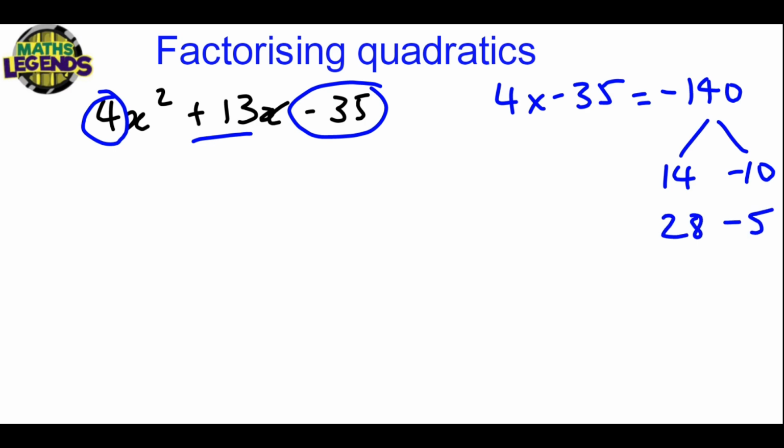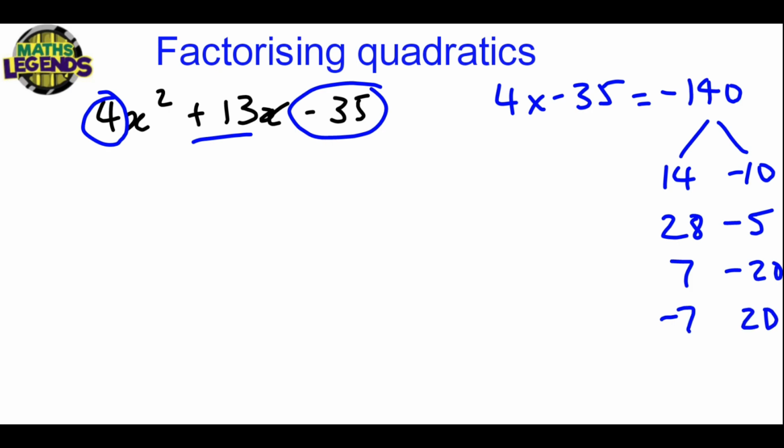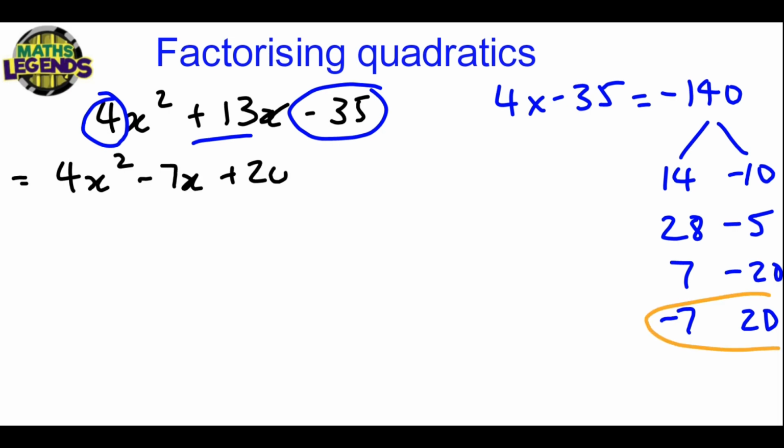28 and minus 5. Again, does it add up to 13? 7 and minus 20. So this adds up to minus 13. So we're getting close. Minus 7 and 20. And this does add up to 13. So we can rewrite this out again using the last pair. 4x squared minus 7x plus 20x minus 35.